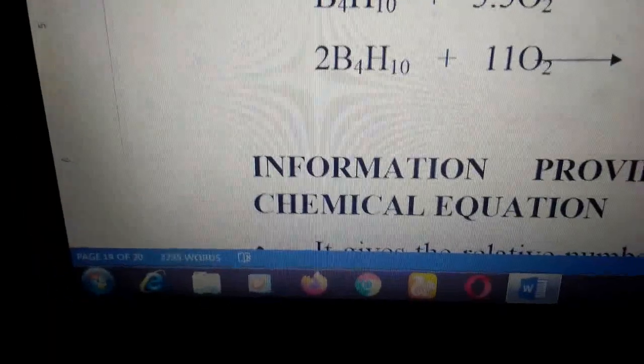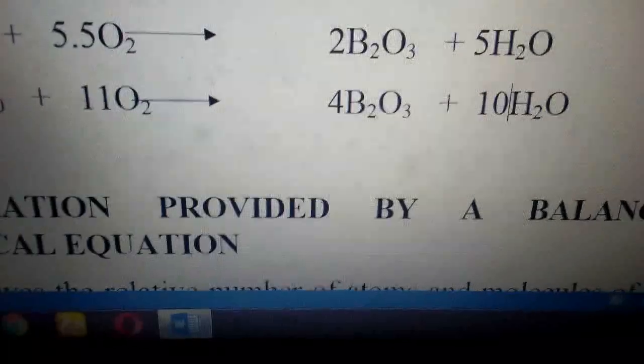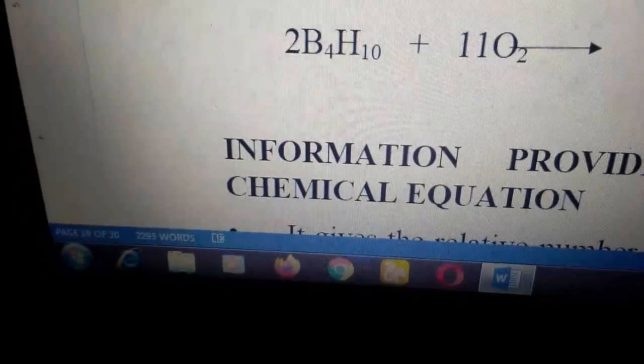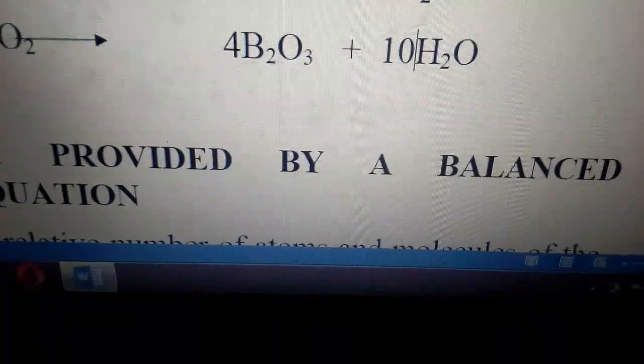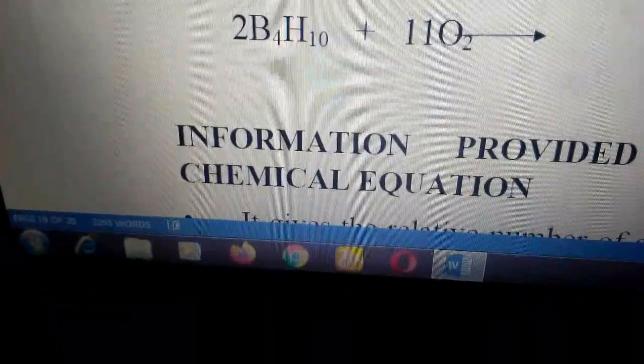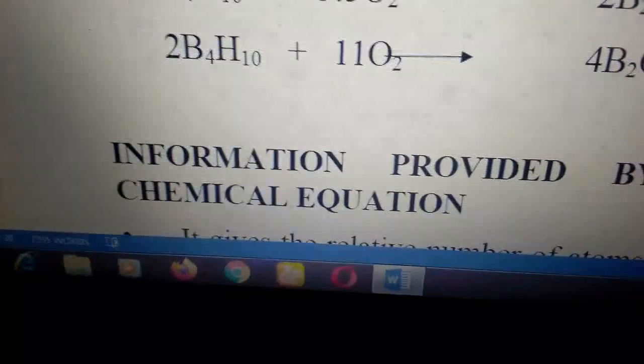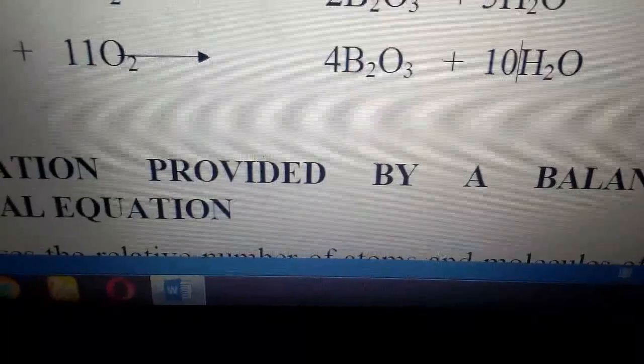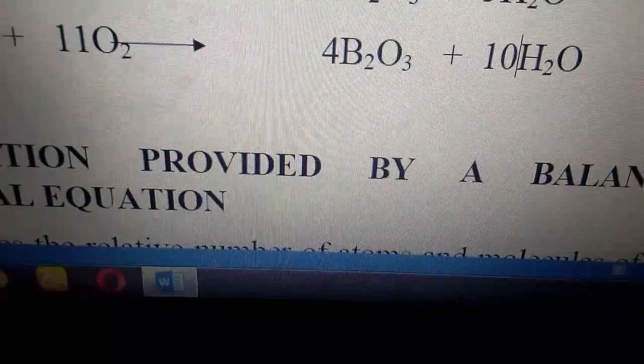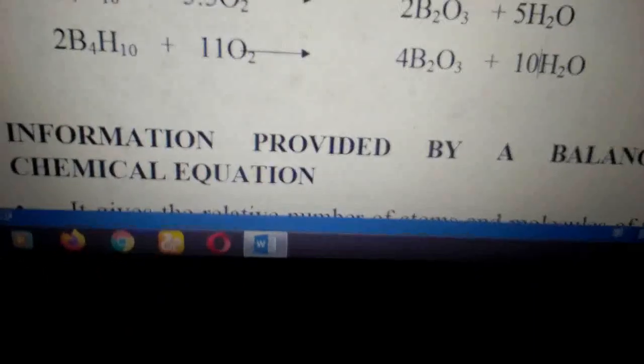Boron atom is 2 times 4, 8 on the left hand side. On the right hand side, 4 times 2 is 8 also. Then hydrogen is 2 times 10 is 20. On this side, 10 times 2 in water is 20. Then oxygen is 11 times 2, 22 on the left hand side. This side, on the first compound, 4 times 3 is 12. The other one, 10 times 1 is 10. So 10 plus 12 gives you 22. So that is the balanced equation.